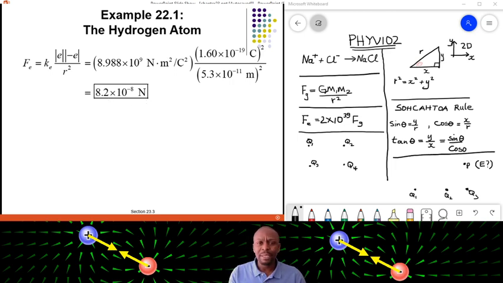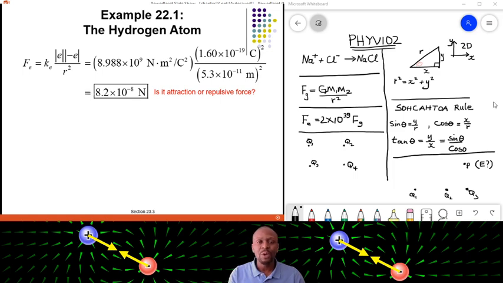Now, suppose you are asked whether this force is attractive or repulsive. The answer is that the force will be attractive. Why? Because the charges there are not the same. With this information, we are able to tell. However, remember that the question was just asking for the magnitude. As a result, you are not going to see the minus sign here.